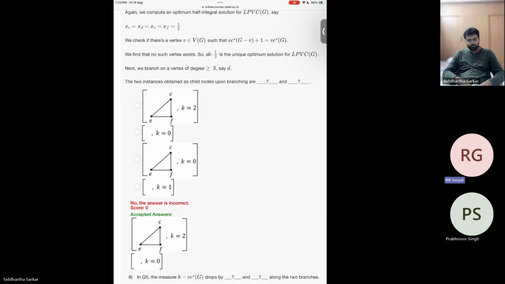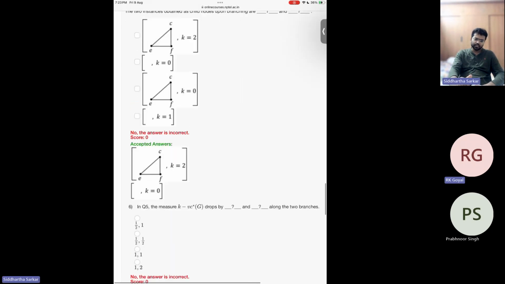K is equal to 1 if I do not take anything. If I take D, then K is equal to 0 because a single vertex is remaining. And so A and B are the answers. One corresponds to taking D and reducing K by 1, and the other corresponds to taking the three neighbors of D and reducing K by 3.